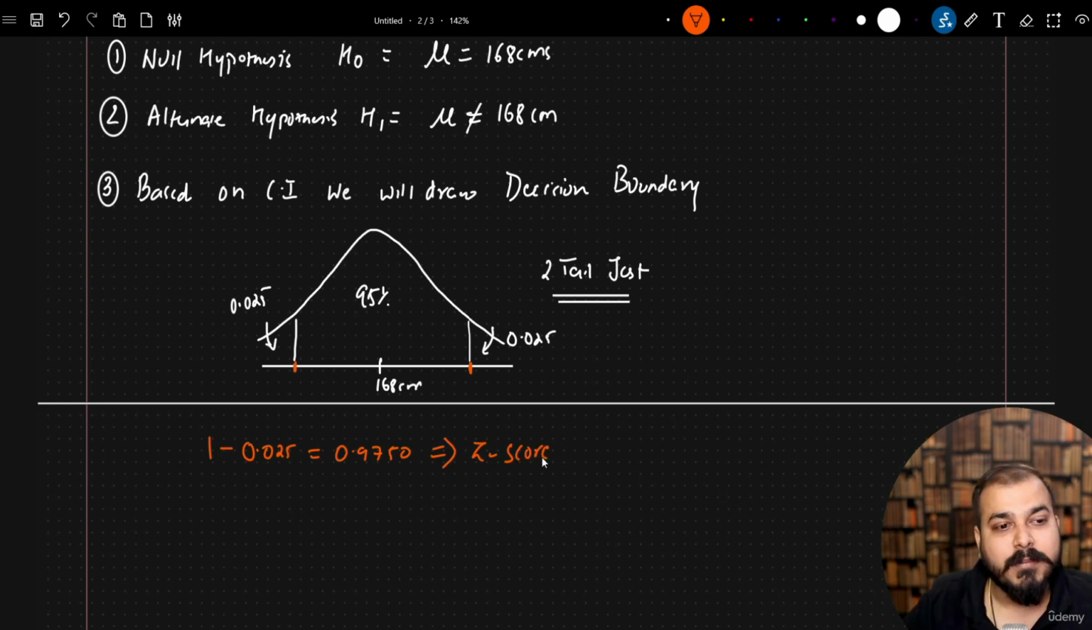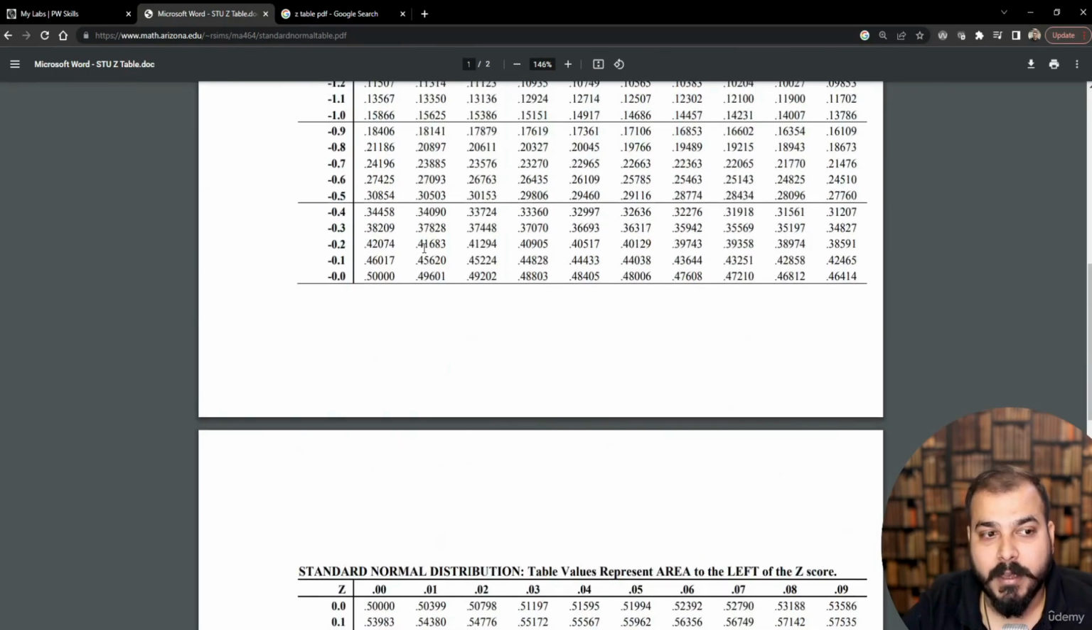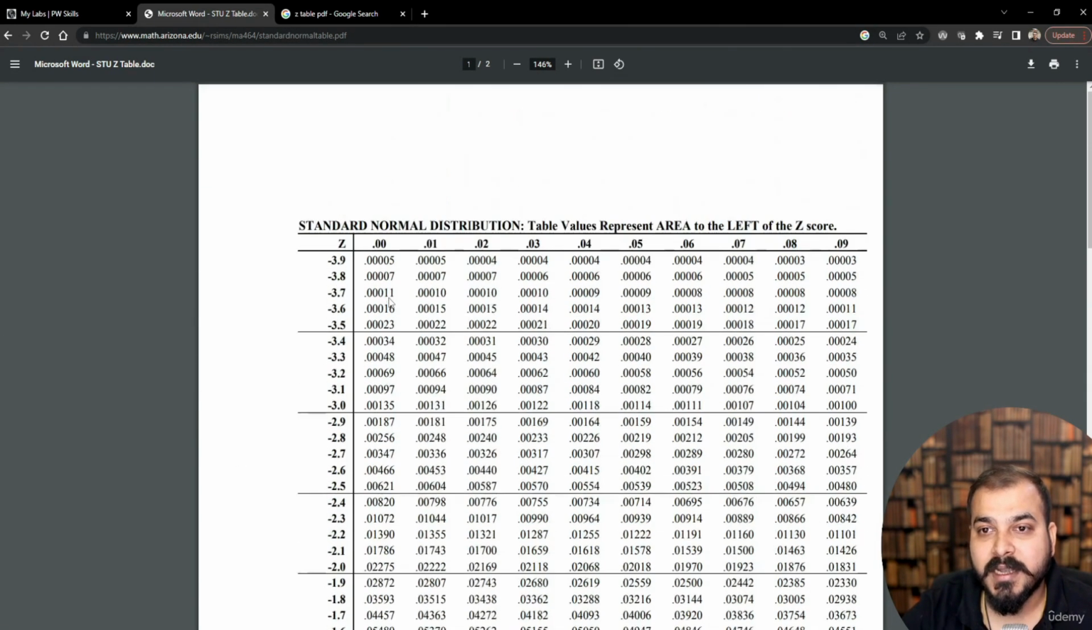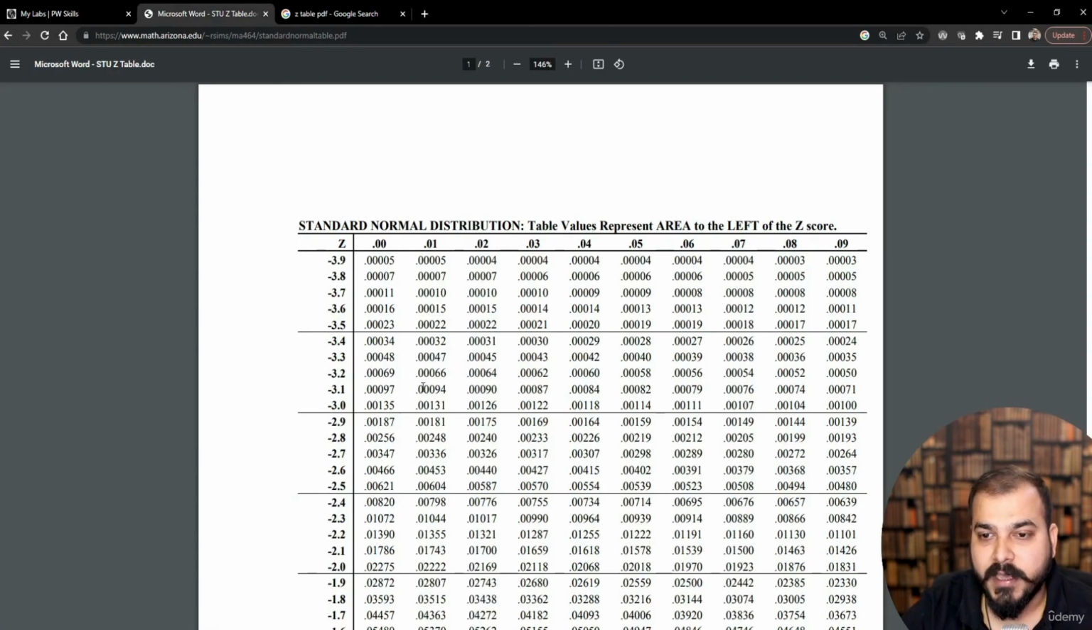It is very simple to compute based on the area under the curve. This is basically my entire area. This is my area, and based on this, my z-score, we will refer to this particular table. This table is the Z table. You can just search for Z table PDF, and go over here.